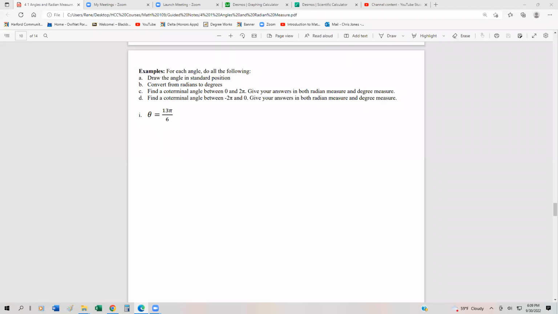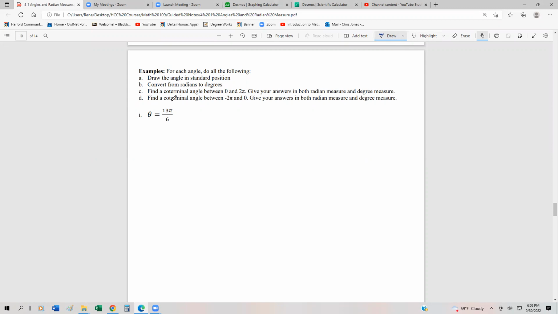In our last video, we took these degree measures that were outside of our initial domain from 0 to 2 pi, and we were able to work with them and also find coterminal angles between 0 and 2 pi, as well as negative 2 pi and 0. And we're going to do the same thing in this video, except we're going to be dealing with radian measures.